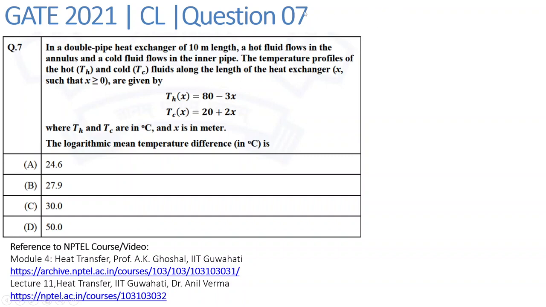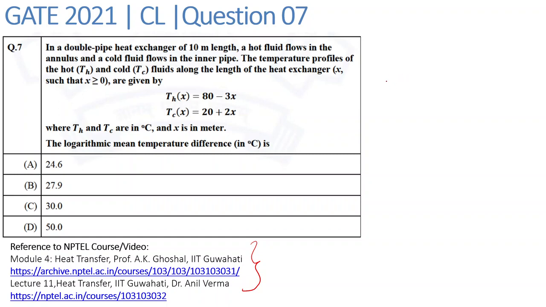The first question is question number 7 of the GATE 2021 paper, and the question is: in a double pipe heat exchanger of length 10 meter, a hot fluid flows in the annulus and a cold fluid flows in the inner pipe. The temperature profiles of hot and cold fluids along the length of the heat exchanger, x greater than 0, are given by these equations, where TH and TC are in degrees Celsius and x is in meter. We have been asked to find the log mean temperature difference. The related course theory can be found in these two links: one is the video lecture and the other is the web lectures.